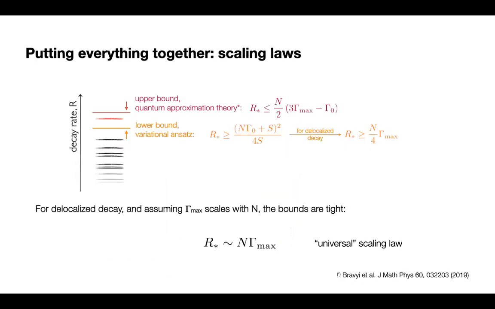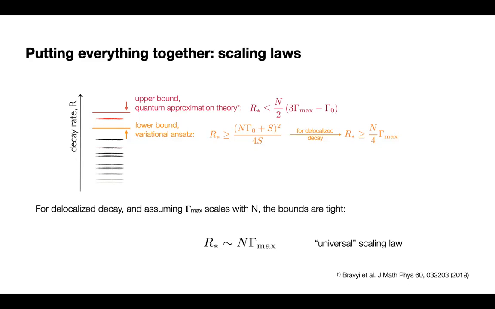So when you put everything together, we have a lower bound where R star is some expression, and S is the sum of all diagonal terms of this decoherence matrix. But if we impose the localized decay, which is basically telling us that the eigenvector associated to the largest decay transition, the largest eigenvalue, is delocalized, so it has support over a large part of the system.